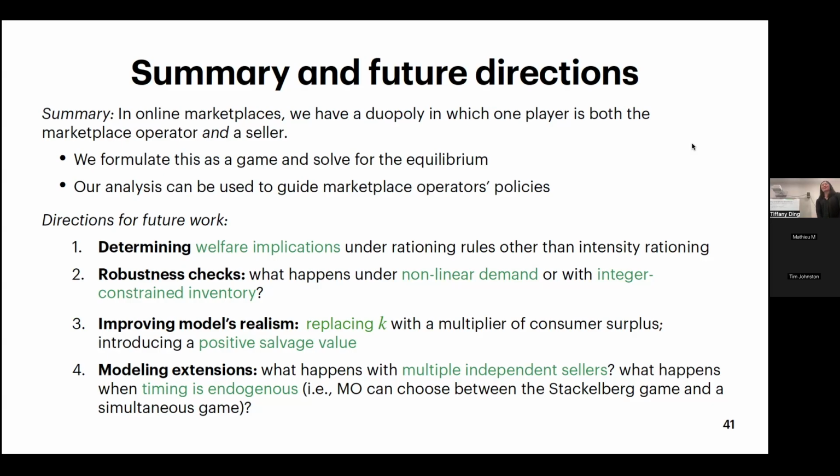Yeah, I think it's not so obvious. In standard markets without a marketplace operator, I think what ends up happening is that whichever seller has the lowest cost ends up being the only seller. So maybe there could be some argument that the multiple independent seller case could reduce down to our case. But yeah, I'm not so sure.